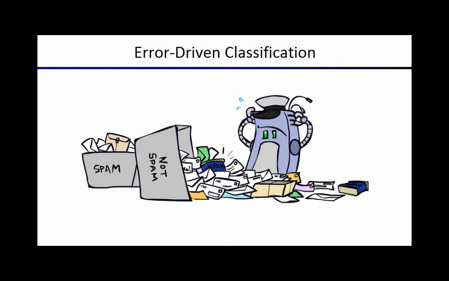And today we're going to look at a class of algorithms that do error-driven classification. And what that means is that they look at the errors and they optimize the classification performance by minimizing the errors that occur on the training set.